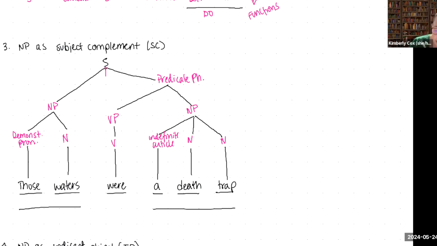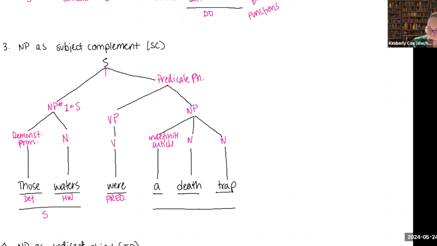So the demonstrative pronoun "those" is going to be a determiner. "Waters" would be the head word for this noun phrase, which means together, especially if we're looking at the subject predicate split up at the top, we have our subject. "Those waters" is our subject. So this noun phrase number one equals subject. Then we have our verb phrase. So that is our predicate.